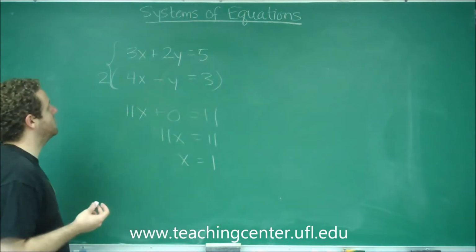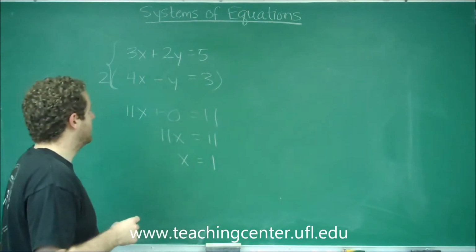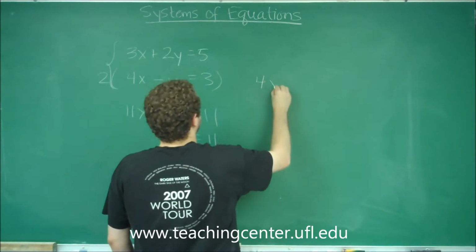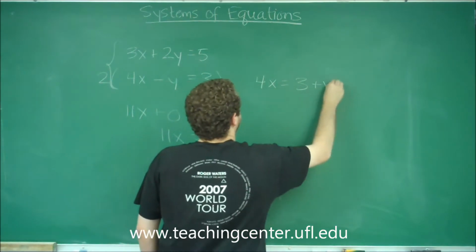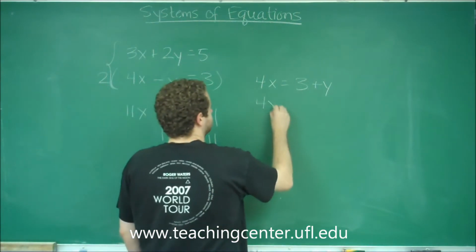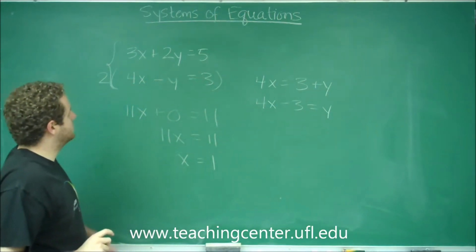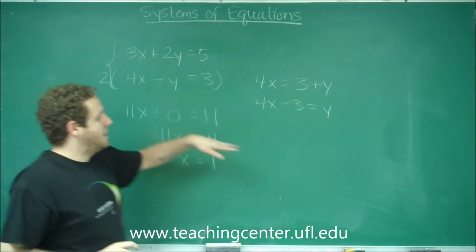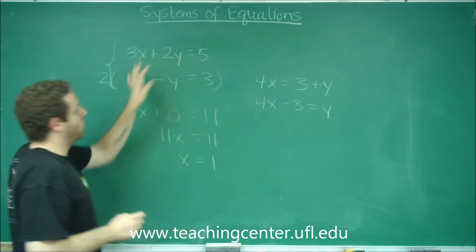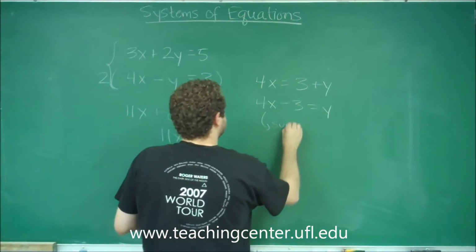Substitution, the other method, is where you solve for one variable and plug it into the other equation. For example, let's take this equation, but I'm going to rewrite it as 4x equals 3 plus y by adding y over to the other side. And then I'll subtract 3 to isolate y. So this here, 4x minus 3 equals y, is the same thing as this equation, but now that it's just y equals, instead of the y here, I can write all of this, and now we'll only have it in terms of x. So that's substitution.